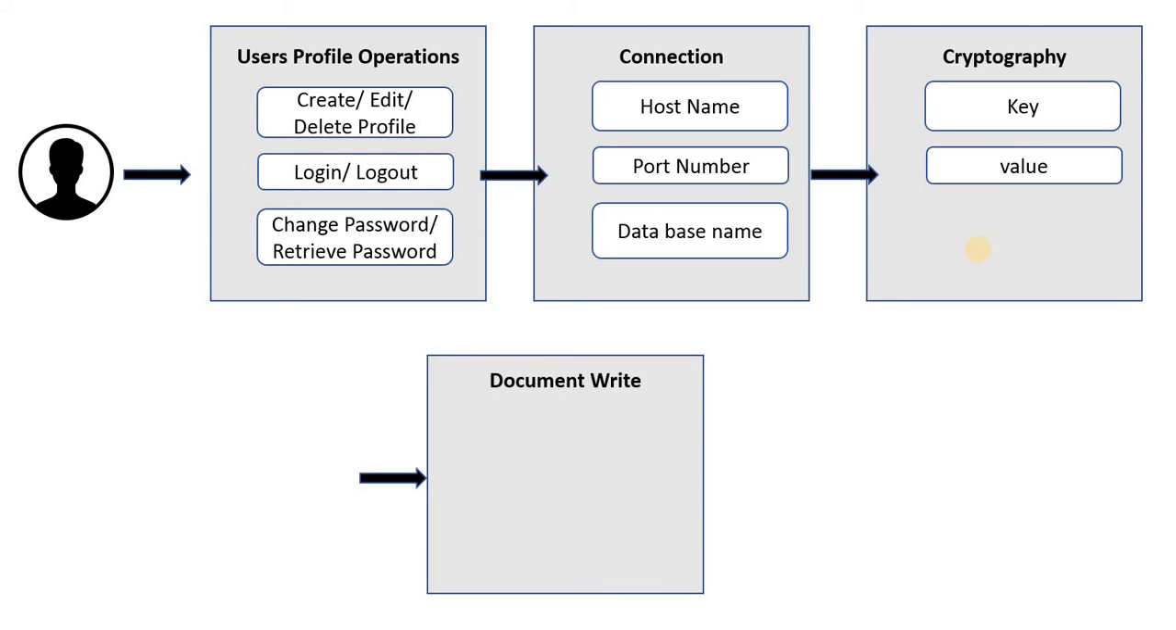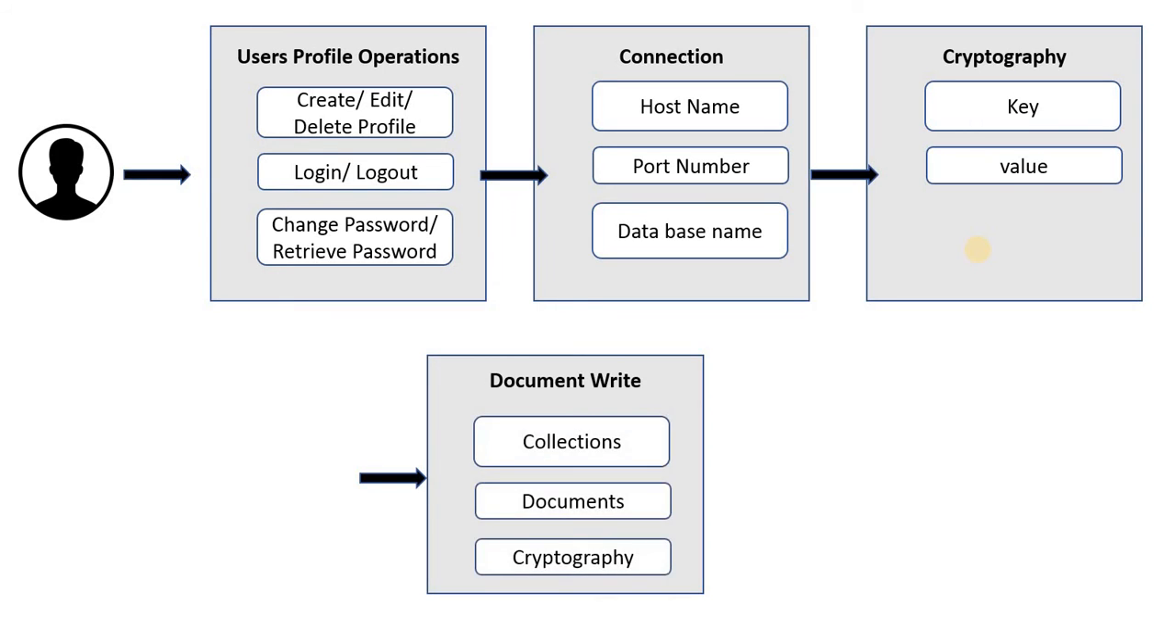Then the user can actually write the document into the MongoDB. I told you a document is nothing but one row in the MongoDB. To write a row, you should specify which collection, I mean which table, that row should be written into, and you should specify that particular row value like a key value pair. And obviously there will be a cryptographic component involved here, because before writing the data to the MongoDB, we are first encrypting it.